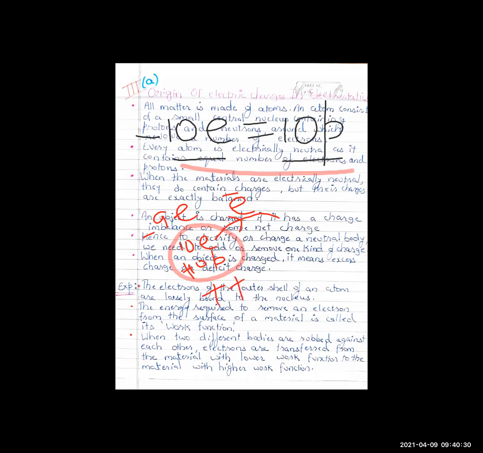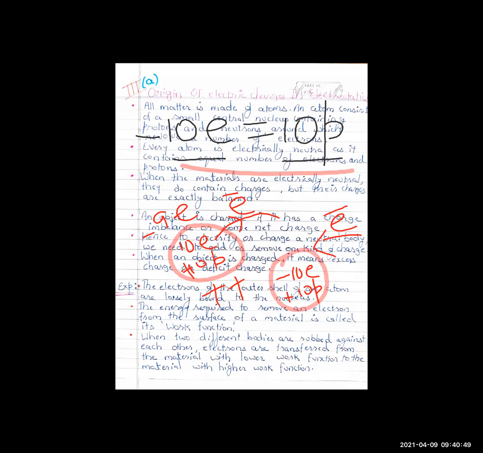But if you want to make the object negatively charged, and previously the object had 10 electrons and 10 protons, right? So you need to add an electron to this. So on adding an electron, the number of electrons will become 11.